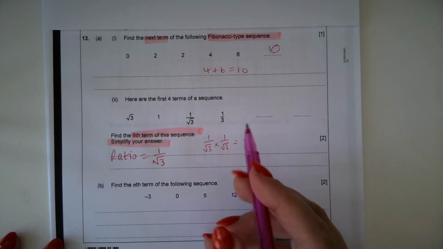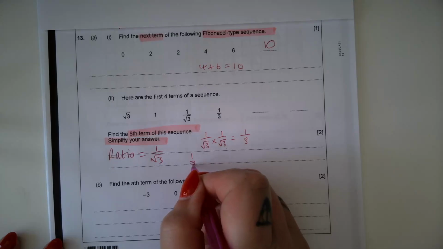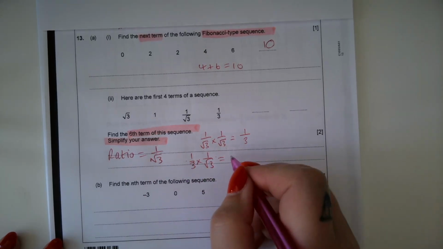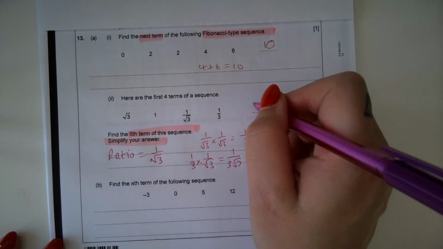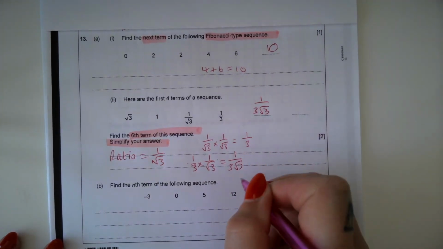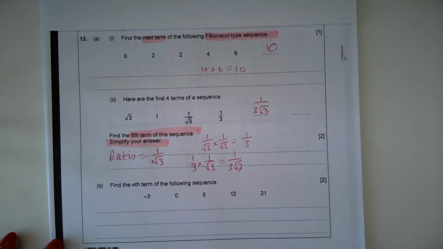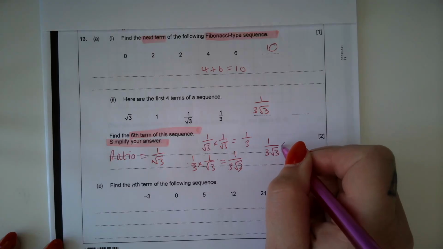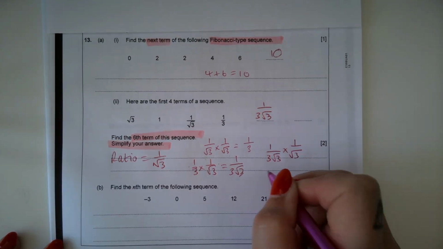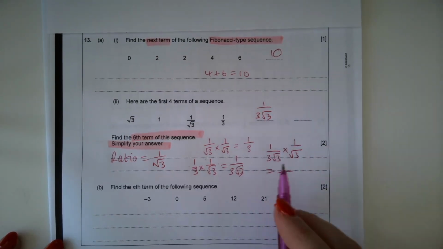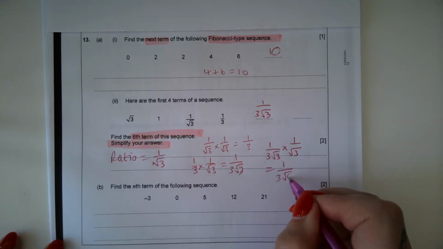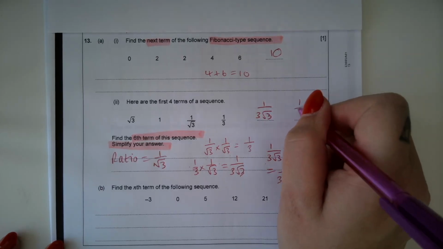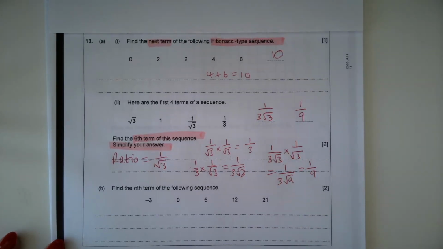So I'm going to multiply 1 over 3 by 1 over root 3, this ratio. So that becomes 1 over 3 root 3. So 1 over 3 root 3 is my fifth term. I now need to multiply 1 over 3 root 3 by 1 over root 3, which becomes 1 over 3 times root 9. Root 9 is 3, so that becomes 1 over 9. So the sixth term is 1 over 9.